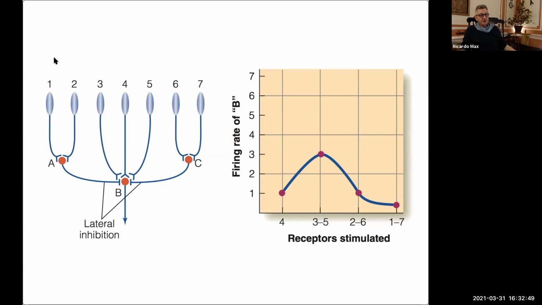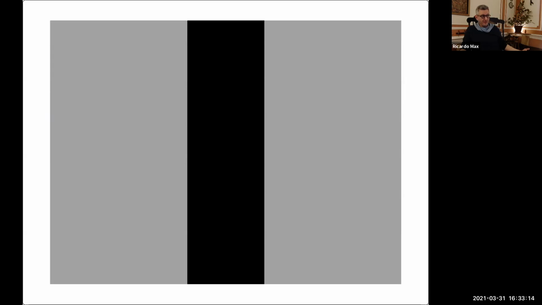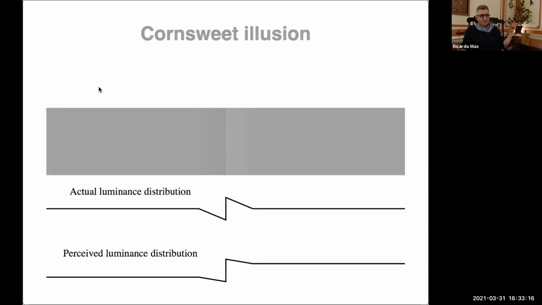So the maximum inhibition would be when this guy doesn't have any light within its receptive field, but its neighbors are being activated. Okay. Here, can you perceive the darker shade here? Okay, it's exactly the same. It's only a perceptual distortion.